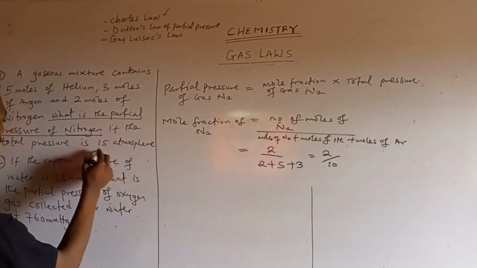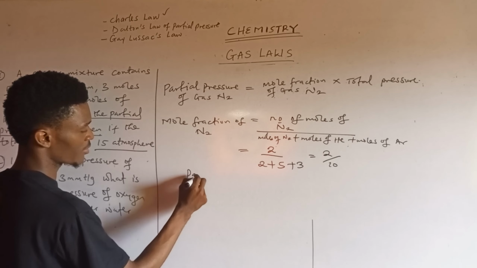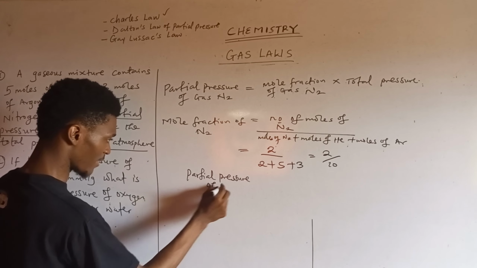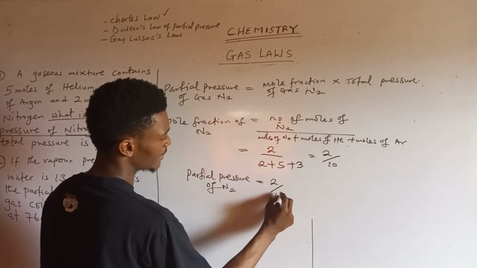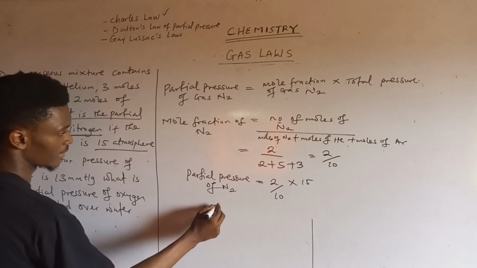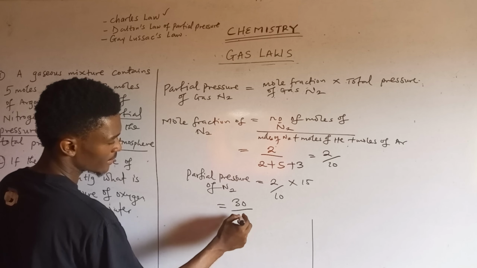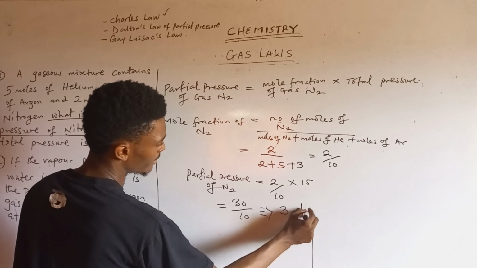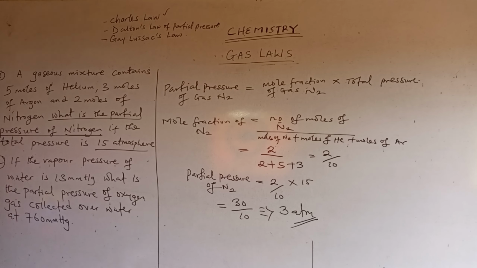Then now we know the mole fraction. Then what about the total pressure? We are given it to be 15. So we can easily get our answer now. The partial pressure of nitrogen becomes 2 over 10, being the mole fraction, times 15, which is the total pressure. And that becomes 2 times 15 is 30, so that will be 30 over 10. And the answer is 3 atm. All right, so that's the answer. So that's for question 1.